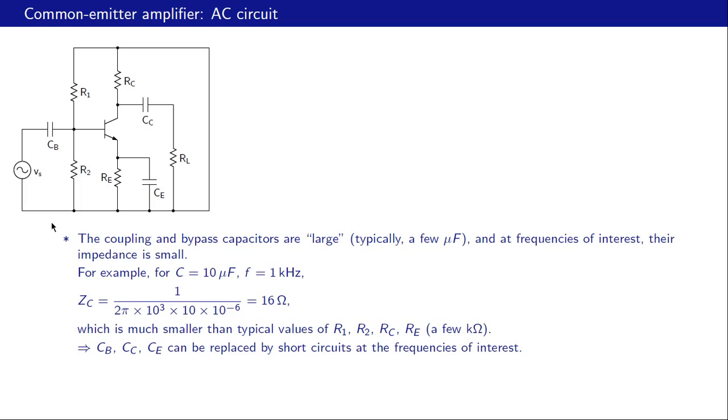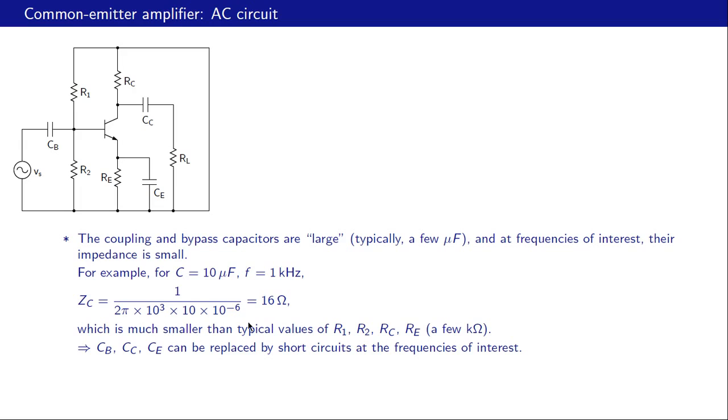Here is the AC circuit once again. Now it turns out that the coupling and bypass capacitors are large, typically a few microfarads or even tens of microfarads. And at the frequencies of interest, their impedance turns out to be small. Let us take an example. Say C is 10 microfarads and f is 1 kilohertz. At this frequency, the impedance of the capacitor is 1 over omega C in magnitude. Omega is 2 pi times 1 kilohertz and C is 10 times 10 raised to minus 6. So that turns out to be only 16 ohms.